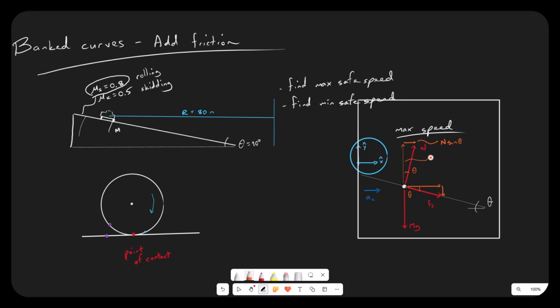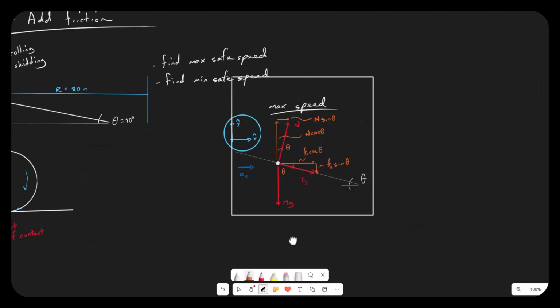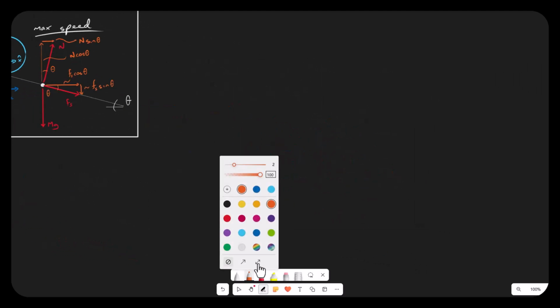This one over here is going to be an N cos theta. And over here I'm going to have a friction static cos theta, friction static sine theta. And there is my free body diagram. Now to do the problem.